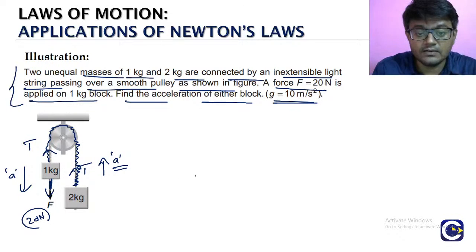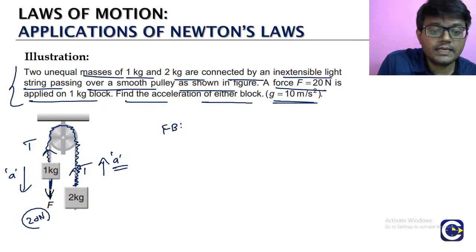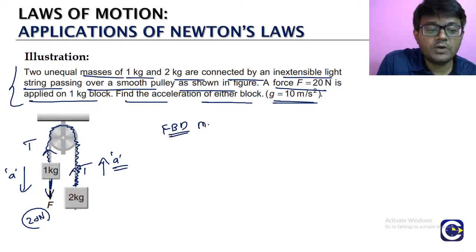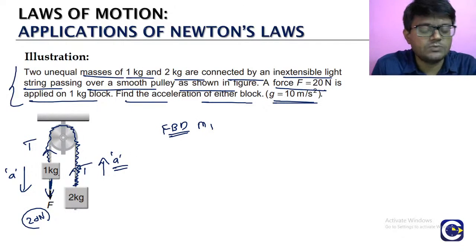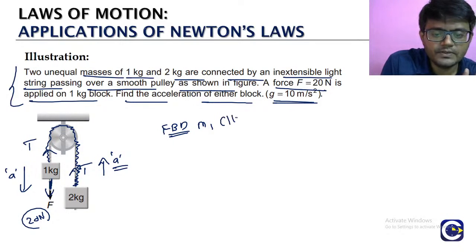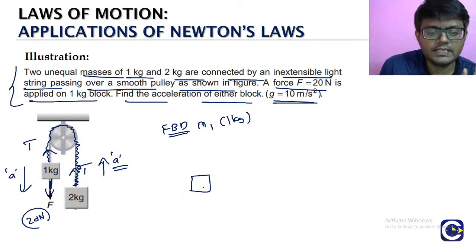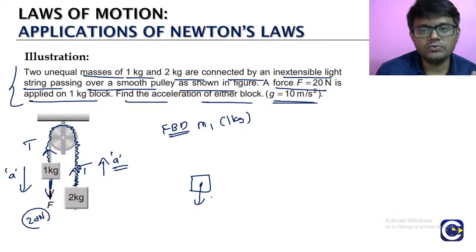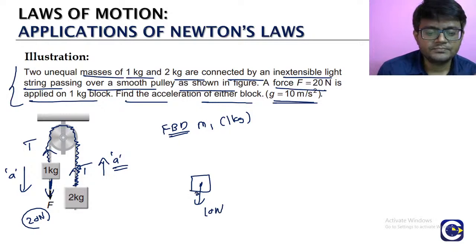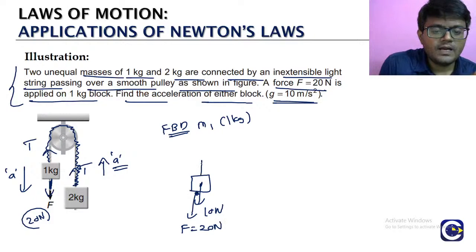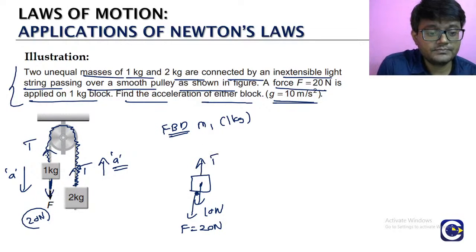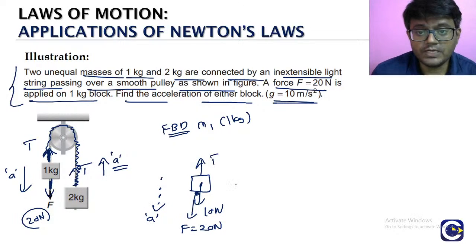This is a slightly different one. So here let us draw the free body diagram of M1, which I am taking as the 1 kg block. Look at the 1 kg block free body diagram. It will have its weight. What is the weight? 1 into G, which is 10 newtons. Also there is the force that we applied, 20 newtons, and there will be the tension which is acting up. Because of this, it is moving downwards with acceleration A.